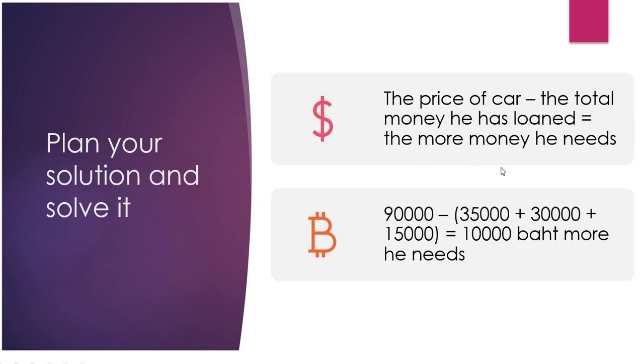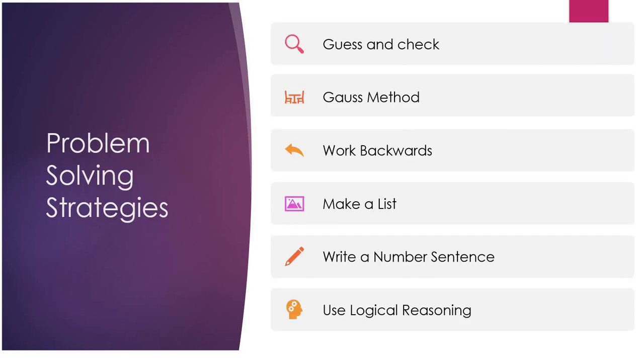It's easy, right? So let's look at some more complicated or tricky questions. Before we look at our tricky questions, let's learn about some problem solving strategies: guess and check, Gauss method, work backwards, make a list, write a number sentence, and use logical reasoning. With these strategies, you can solve any kind of problem. It's not only for 6th grade.